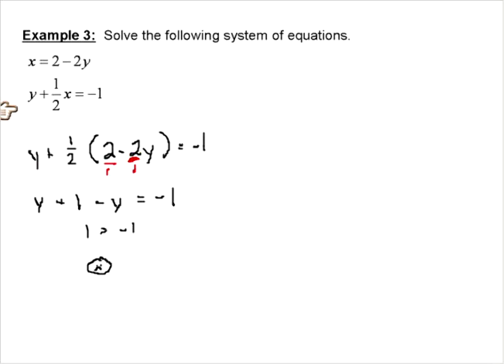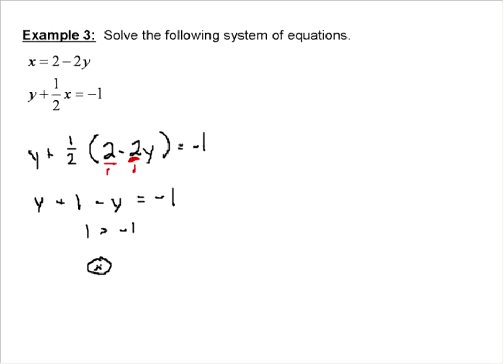So what we need to do is go back and look at our original equations, because either this answer is going to tell us that these equations are the same equation, or this answer is going to tell you that these equations are parallel. So let's go back, and the only way we can really tell is to put the two equations in the form y equals mx plus b.